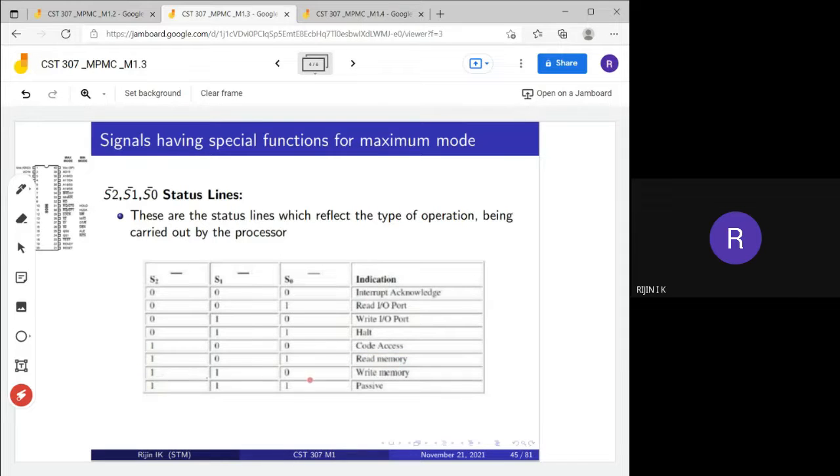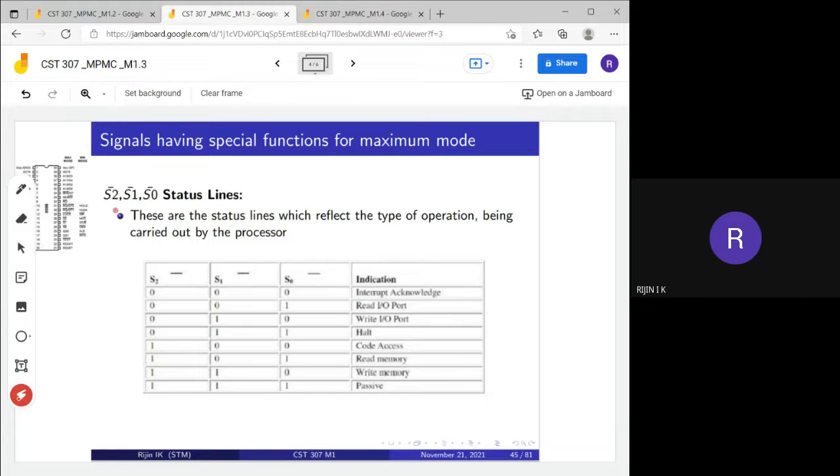Then 110 means it is writing something to the memory. Okay, write to the memory. Then the last one is, if all the bits are 1, it means it is in a passive state, like an inactive state. Okay, so these are the different statuses that are reflected in the status pins or status lines.